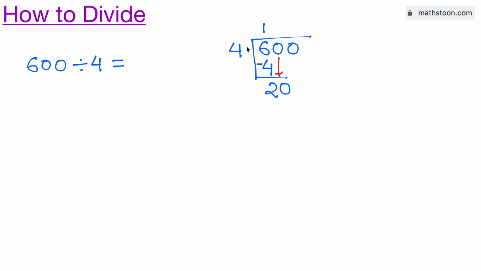And we know that 4 times 5 is 20. Subtract, we get a 0. As 0 is less than 4, that is why we will bring down this number 0 here.